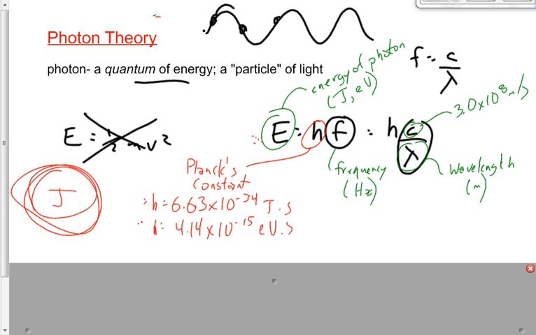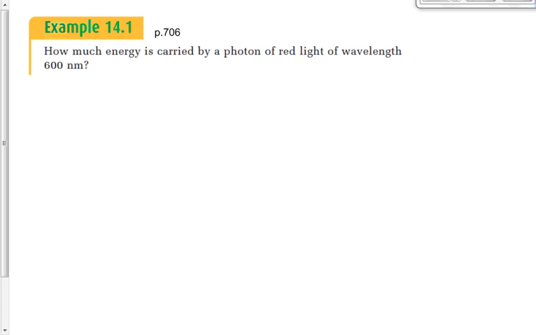No, on your data sheet, they're both given to you. If you check the left-hand side of your data sheet, it's the second to last constant, and you've got both of those values, 6.63 and 4.14. So use whatever is convenient for you.